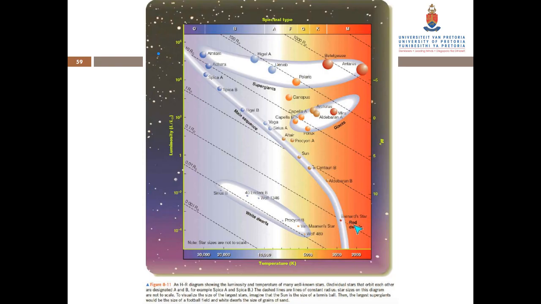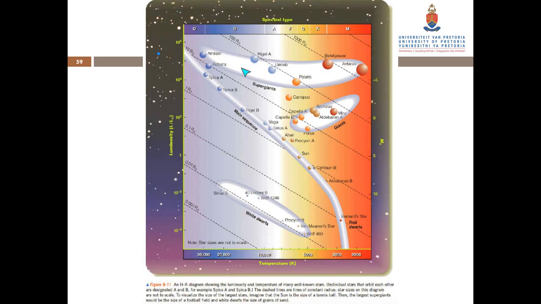Red dwarfs are extremely cool and not very luminous. That's why they are in the right-hand corner. If we go to the giants, they are very cool, but very large. That is why they are very luminous. Same with our supergiants. They are extremely luminous, and some of them can be cooler, some of them can be warmer, but their luminosity will be bigger.